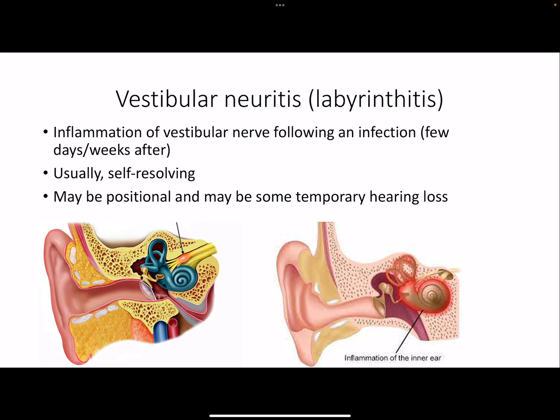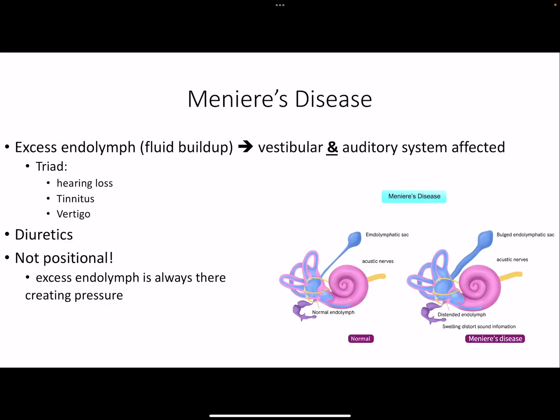So vestibular neuritis, also known as labyrinthitis, remember this is an inner ear inflammation, usually following or during an infection. It's typically self-resolving, and it could be positional, but because it's the inner ear, the labyrinth, it's probably going to affect the hearing and the cochlea as well. Meniere's disease is excess endolymph, and remember that big ugly slide, the wave pool, we saw that there's a lot of endolymph moving in the cochlea in response to the ossicles banging against the oval window. And the movement of that is going to stimulate the basilar membrane and the organ of Corti.